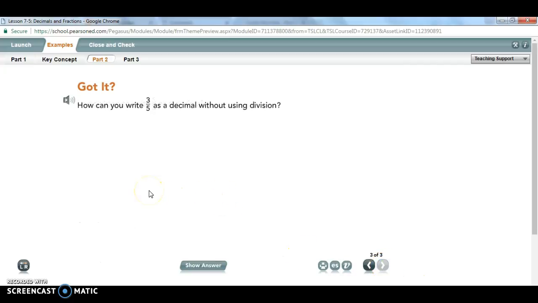This is the second got it problem in part 2. How can you write 3/5 as a decimal without using division? Here is an answer to this got it problem.